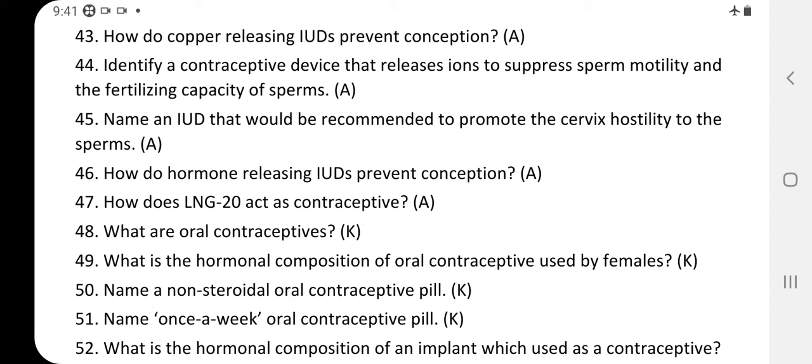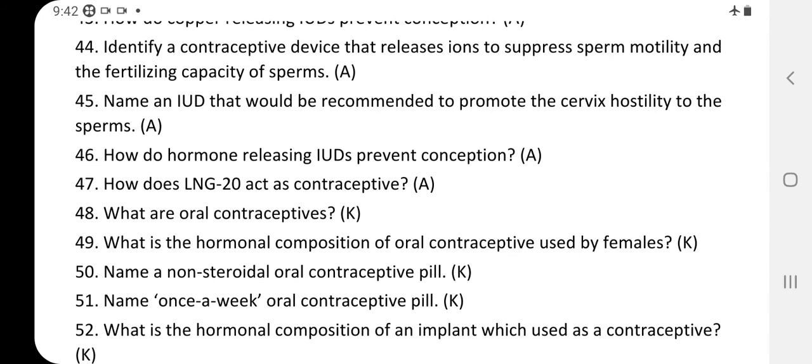Next, 46th question. How do hormone releasing IUDs prevent conception? The hormone releasing IUDs will avoid the conception by making the uterus unsuitable for implantation and makes the cervix hostile to the sperms also.